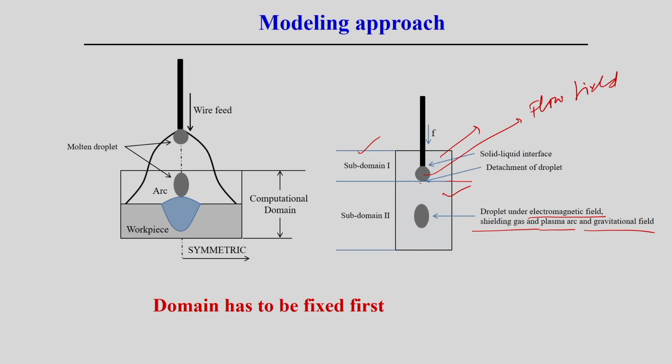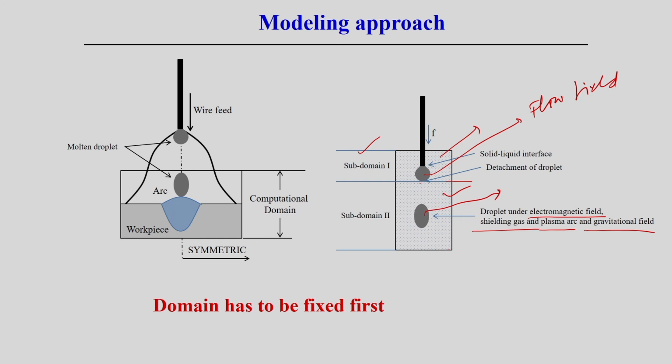Within this subdomain there may be a change of the shape of the droplet. This is under the influence of several driving forces, for example electromagnetic fields, the shielding gas environment, arc pressure, and gravitational pressure. In these cases we can do the thermal analysis, that means temperature, as well as estimate the flow field. Apart from this, we can add a surface tracking method, so that we can predict the free surface profile of this droplet.